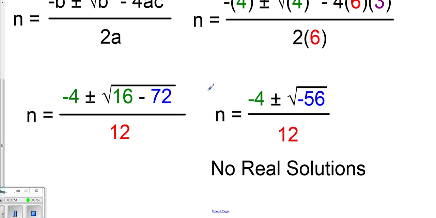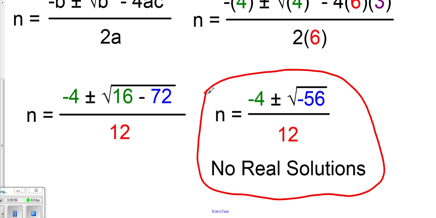On your homework, though, I want you to actually write in what you got. So you would circle all of this together. N is equal to negative 4 plus or minus square root of negative 56 all over 12. This is still technically your answer. You would use that to say that there are no real solutions. So this is all kind of technically one big answer together.